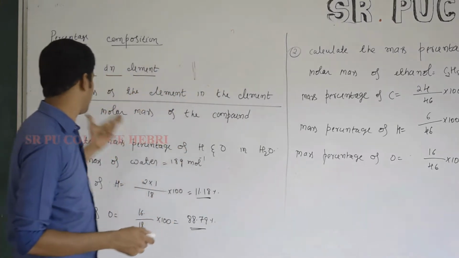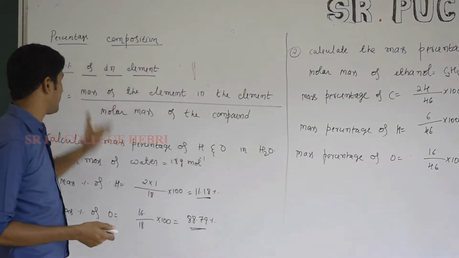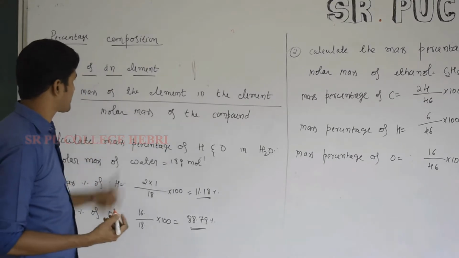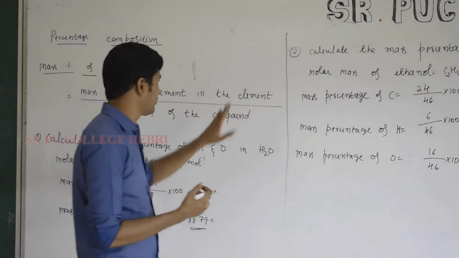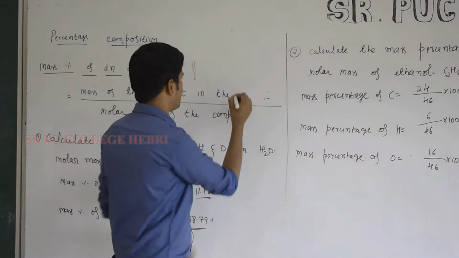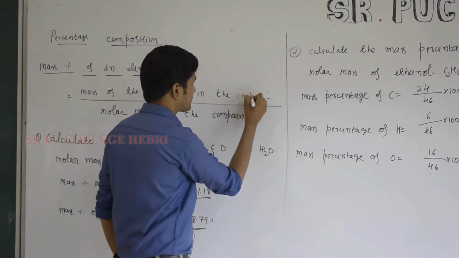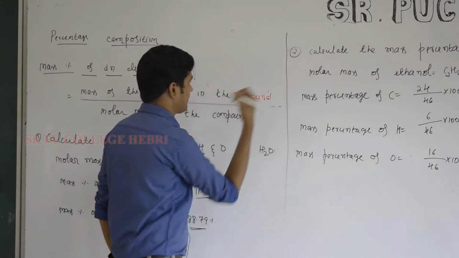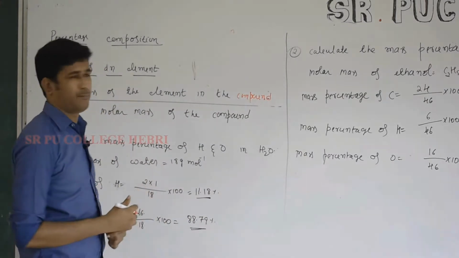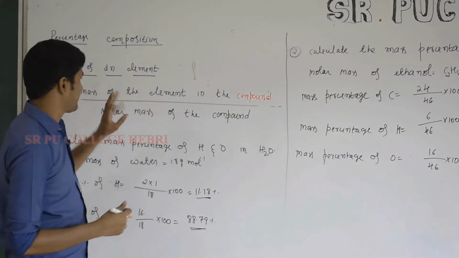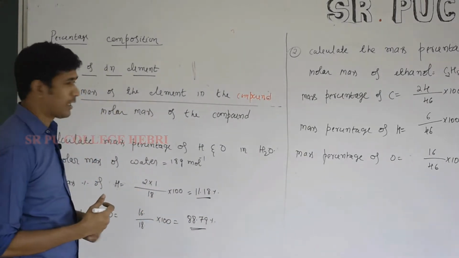The formula is given here. Mass percent of an element is equal to the mass of the element in the compound divided by the molar mass of the compound. Understood? Mass of the element in the compound divided by molar mass of the compound.